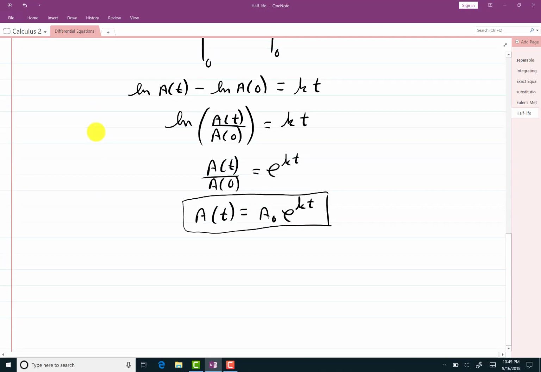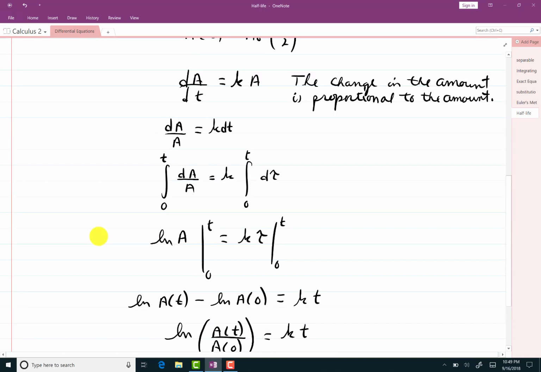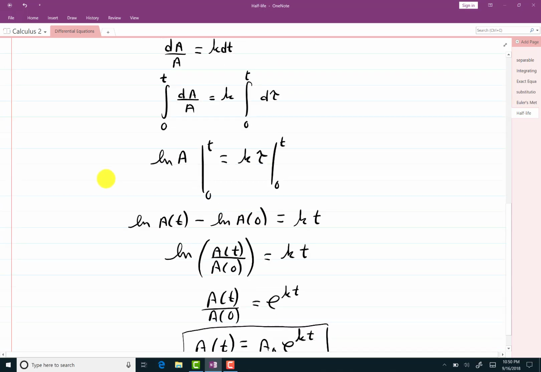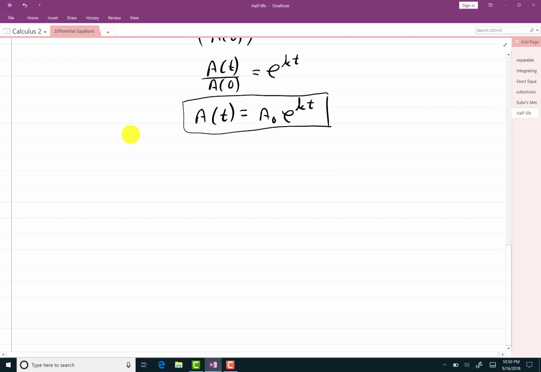So the real part that involved the differential equation was right here. Problems of this nature are the ones that we're going to look at in this particular section, those that are proportional to how much is left over. So let's do an example.